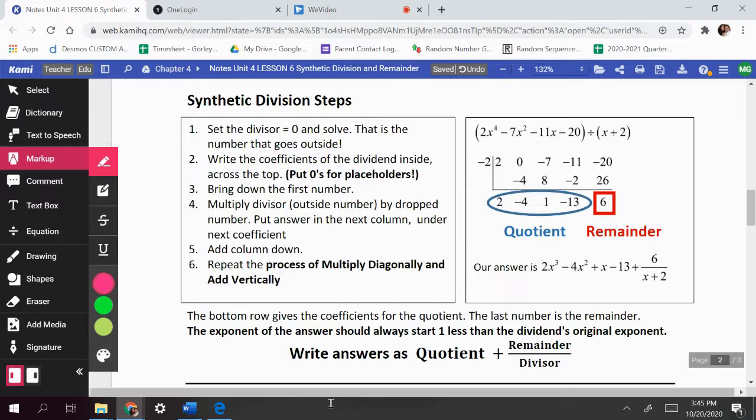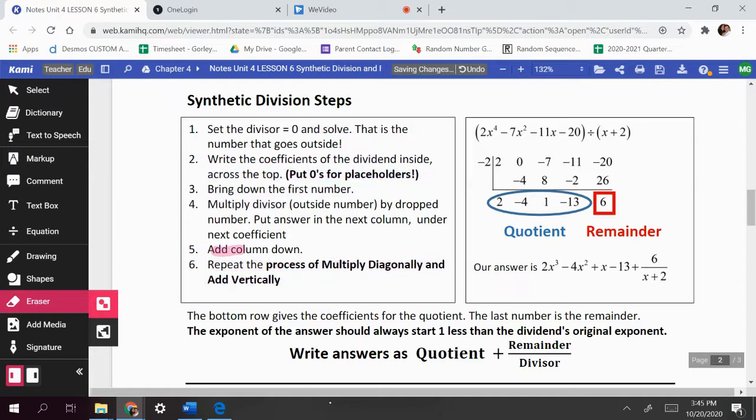For synthetic division, we're going to set the divisor equal to 0 and solve. That number is going to go on the outside. Then we're going to write the coefficients of the dividend inside across the top, putting zeros for placeholders. Bring down the first number, multiply, and then add, and then keep repeating the process of multiplying diagonally and adding vertically.